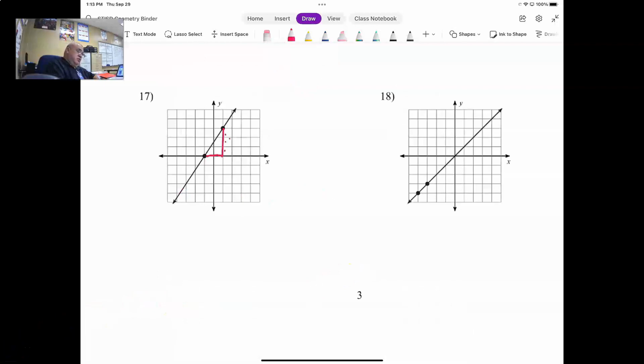So we have 1, 2, 3. So that's 3 to 2. So the slope is rise over run. And it's going to rise 3 units and it's going to run 2. And so the slope is going to be 3/2.